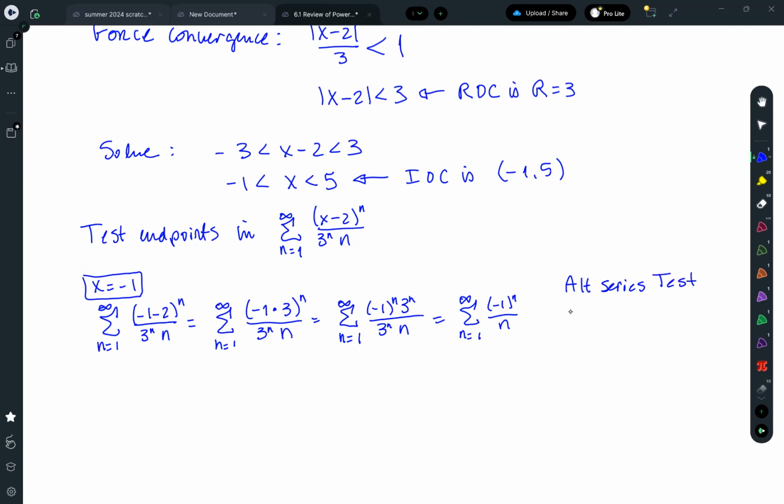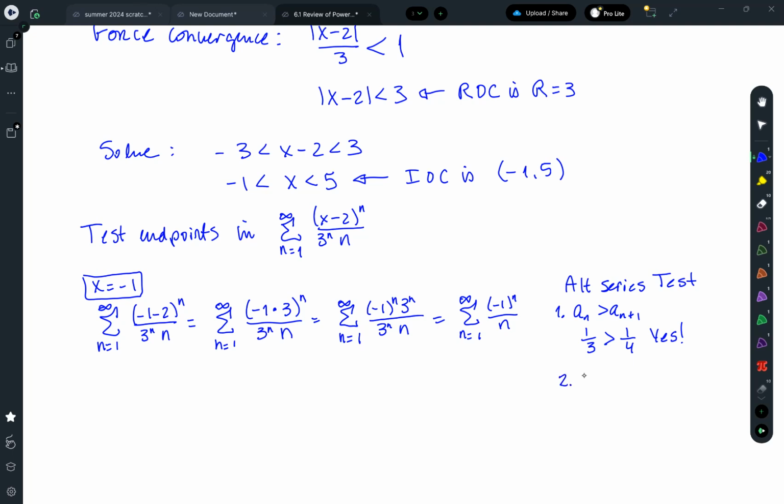Okay, let's see. The first question is, is a sub n bigger than a sub n plus 1? Well, let's look at an example. If n is 3, I have 1/3 is greater than 1/4. Yes, that's true. And we could continue on to 1/5, 1/6, 1/7, and so on and so forth. So it is a decreasing sequence. That's the point of that.